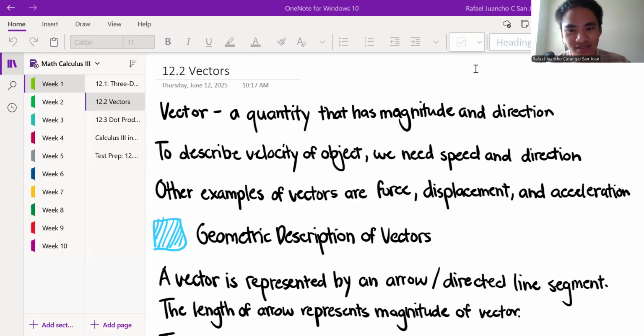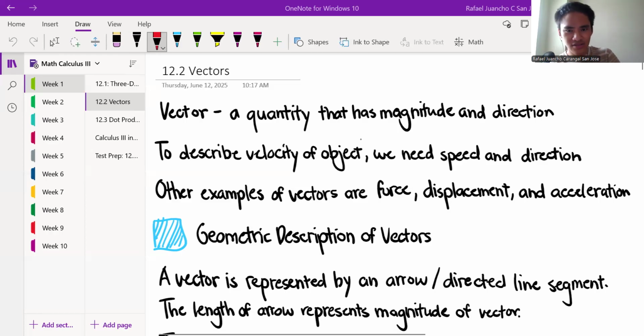So the first thing is that here it says a vector is a quantity that has magnitude and direction. And to describe the velocity of an object, we need speed and we need direction. Other examples of vectors are force, displacement, and acceleration. So basically, it has this thing that we call a magnitude, which is the extent, and then the direction, if it's left, right, up, down, northeast, northwest, wherever.